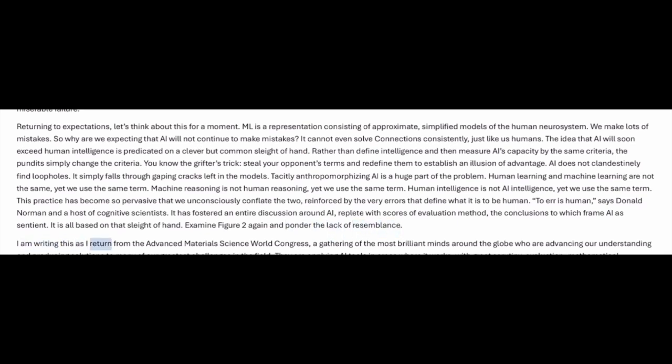I am writing this as I return from the Advanced Materials Science World Congress, a gathering of the most brilliant minds around the globe who are advancing our understanding and producing solutions to many of our greatest challenges in the field. They are applying AI tools in areas where it works, with great scrutiny, evaluation, mathematical modeling, and verifying with physical experiments. AI is an enormously valuable tool that requires careful consideration and expert human verification. It is accelerating advances not because it is intelligent, but because it expands human cognition.